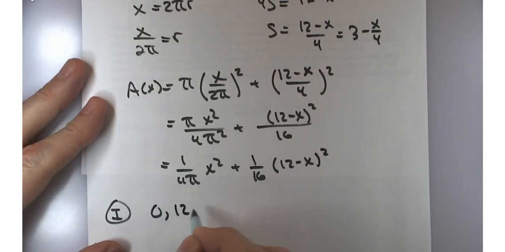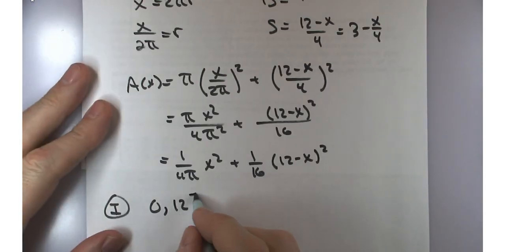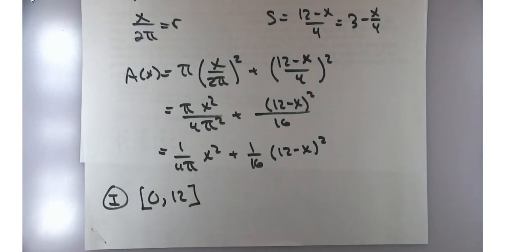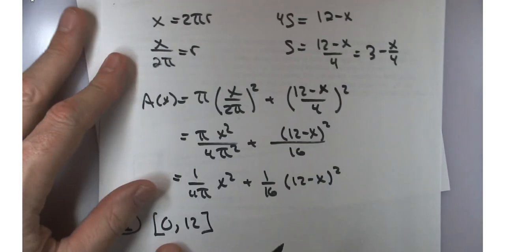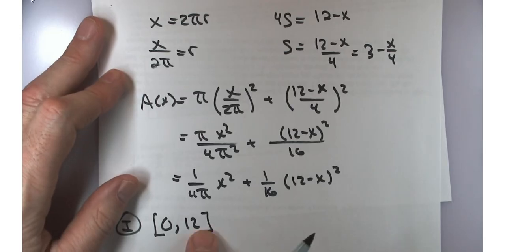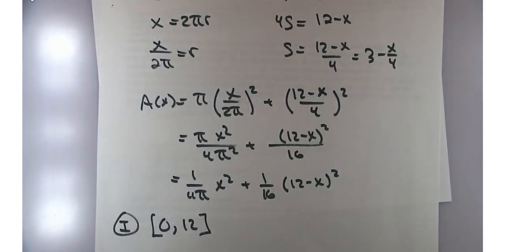0 to 12. Brackets or parentheses? Bracket on the right side, parenthesis on the left. Actually, brackets for both. So if x is the material that you're using for the circle, and if x is 0, then you're putting all the material into your square. And then vice versa. If you put all the material into your circle, then 12. All right? Okay. So you're actually going to include the endpoints.